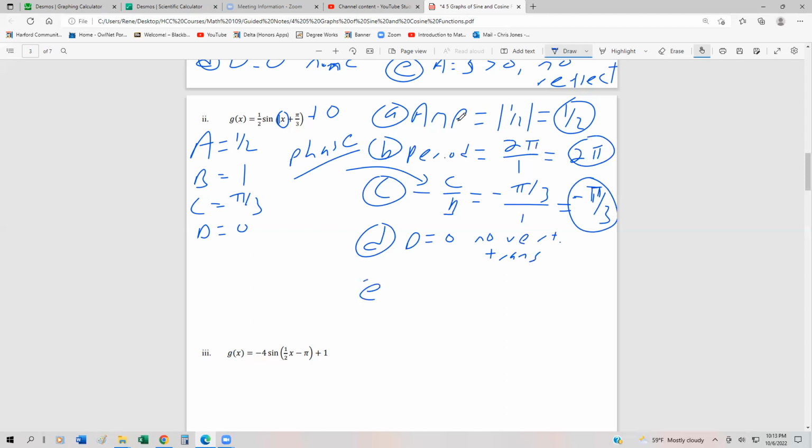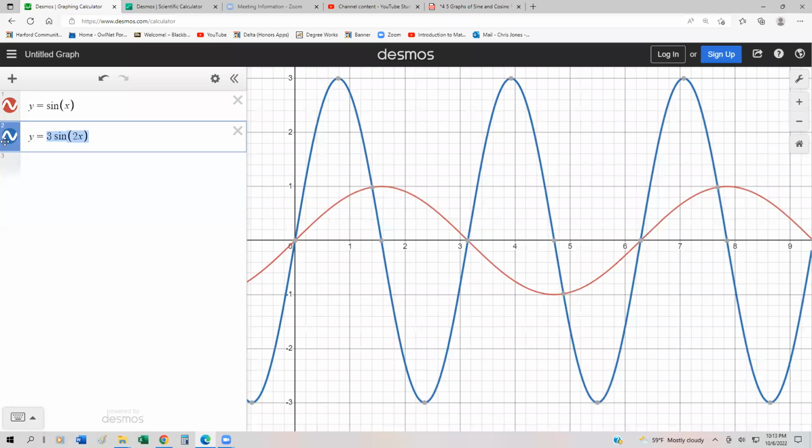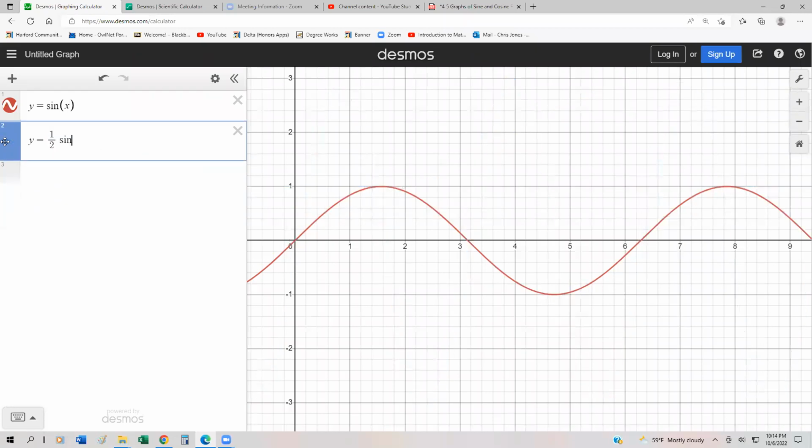And then finally, for letter E, A equals a half, which is greater than 0. So there is no reflection. Okay. All right. So once again, let's see what the graph of this function looks like. Okay. So we're going to plot them both on the same graph, and we're going to see what this function looks like in comparison to the original sine function. Okay. So we have 1/2 x plus pi thirds for sine. So we have 1/2 the sine of x plus pi over 3.